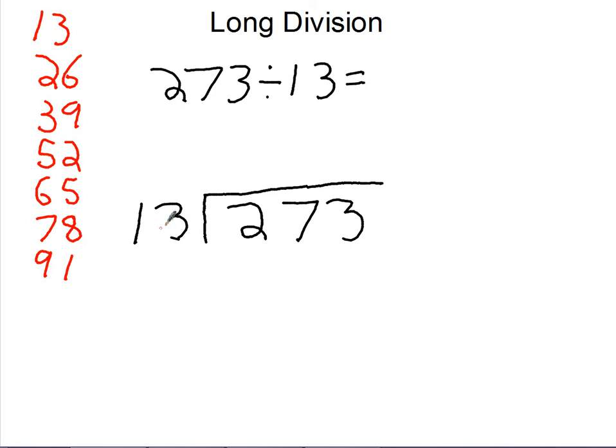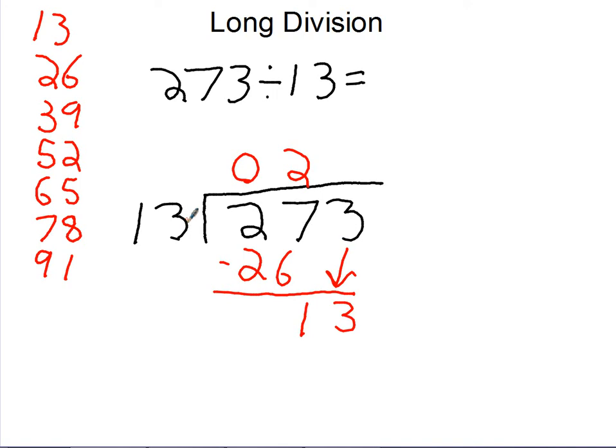So, is 13 able to go into 2? No. That's an easy one. However, can 13 go into 27? Well, closest we get without going over is 26. That is the second one. So 2 times 13 is 26. We have 1 left over. Bring down the 3.